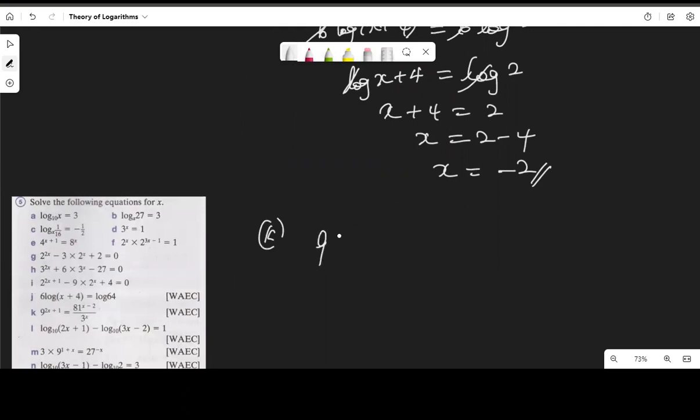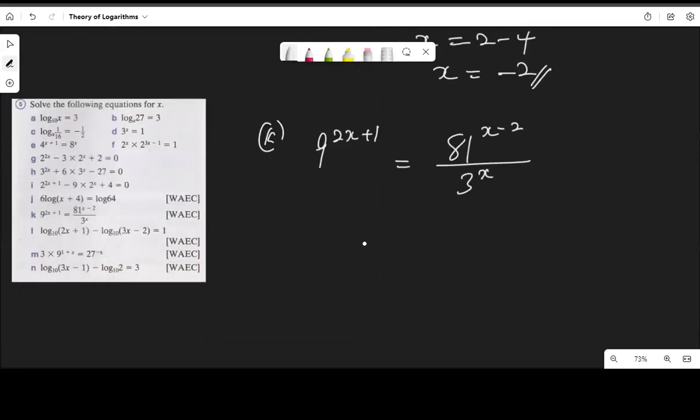Okay, I have 9 to the power of 2x plus 1 equal to 81 to the power of x minus 2 all over 3 to the power of x. Okay, I'm going to cross multiply here.